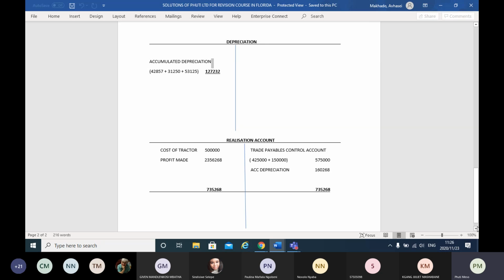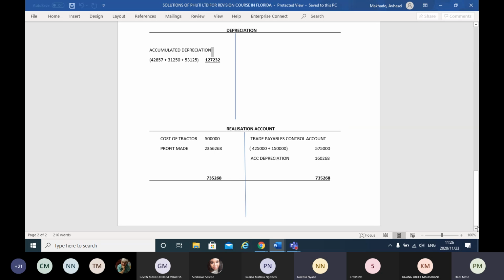Right. Then we realized that our credit side is greater than our debit side, and then we ended up with the profit that we made, meaning that 235,628. Sorry, guys, I made a mistake on that one with the 8. 235,626. It will be transferred under your statement of profit and loss and OCI as income. Happy? Yes. Everybody.